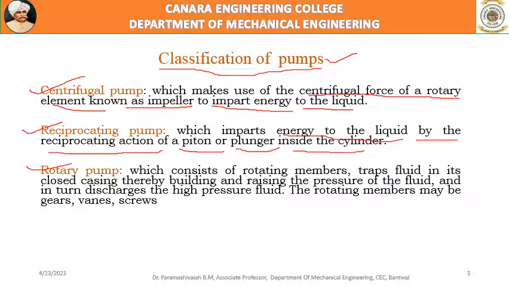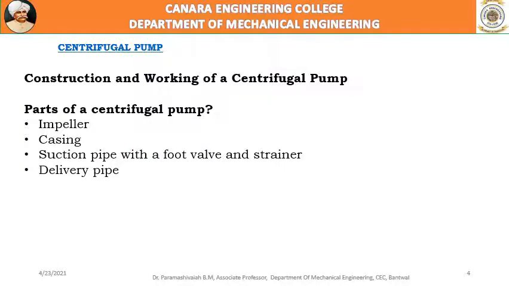The third one is the rotary pump, which consists of a rotating member that traps the fluid in its closed casing, thereby building and raising the pressure of the liquid, and in turn discharges the high pressure fluid. The rotating members may be gears, vanes, or screws. So these are the three important types of pumps. Now we will see them one by one.